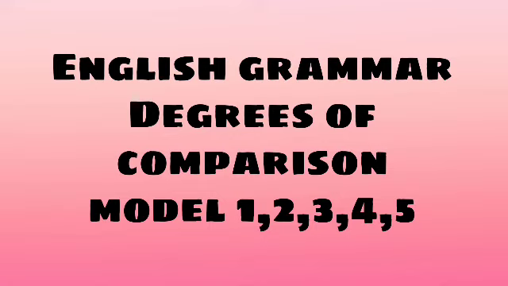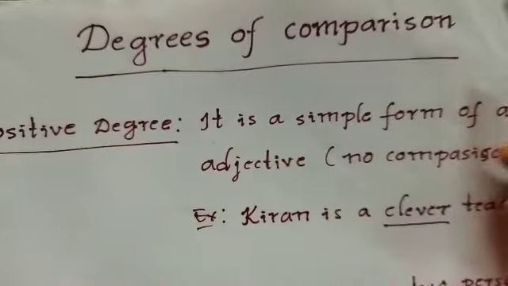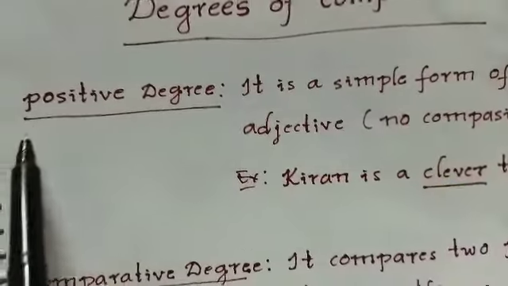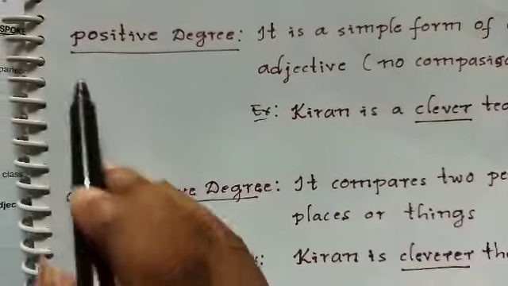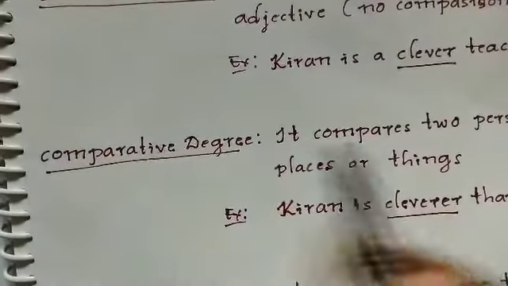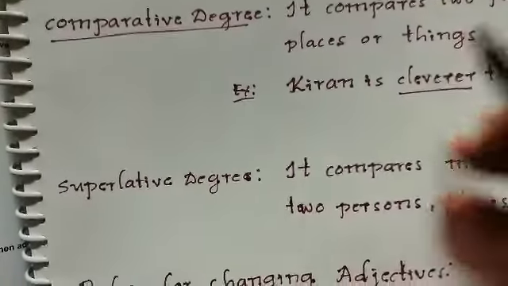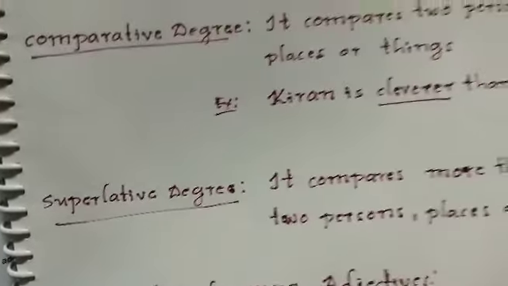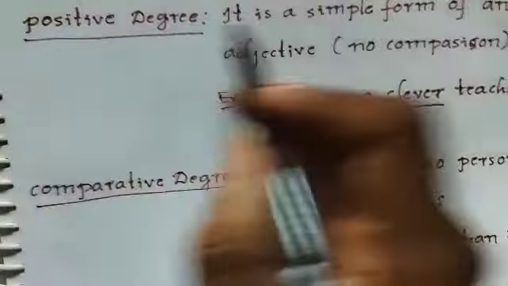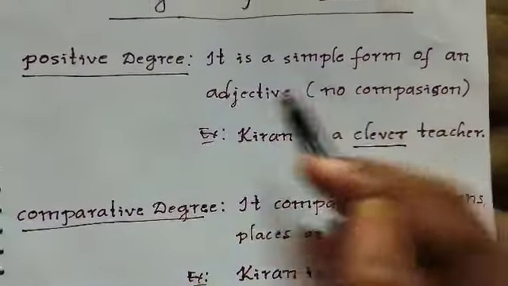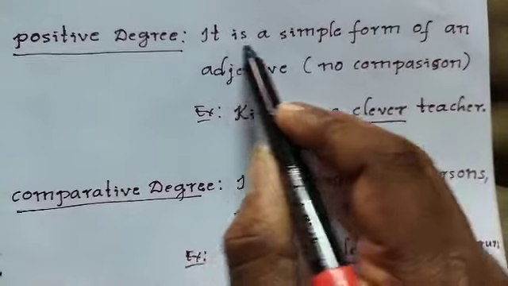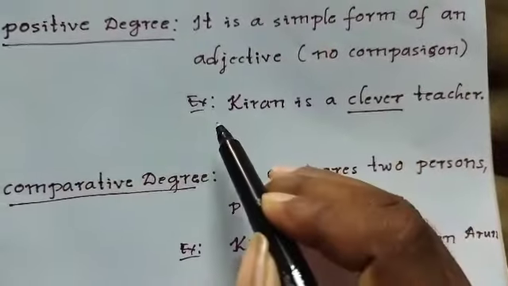Today we are going to discuss the degrees of comparison. Degrees of comparison consists of three types. One is a positive degree, one is a comparative degree, and one more is a superlative degree. First, what is positive degree? Positive degree is a simple form of an adjective.